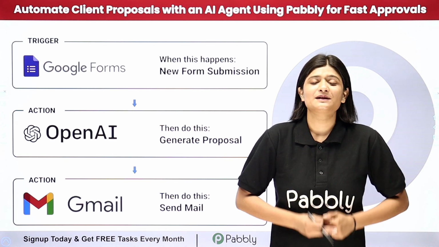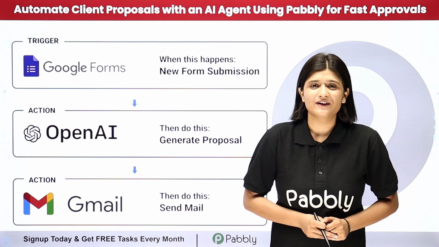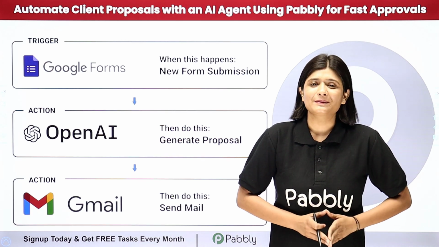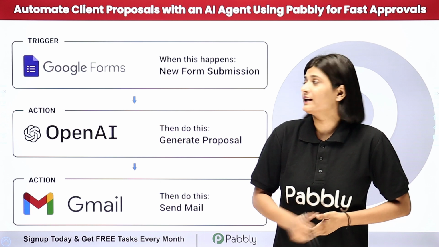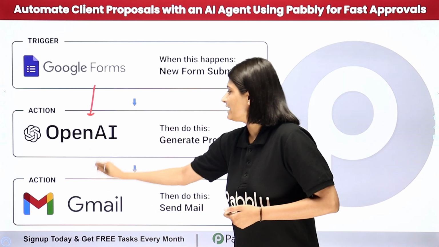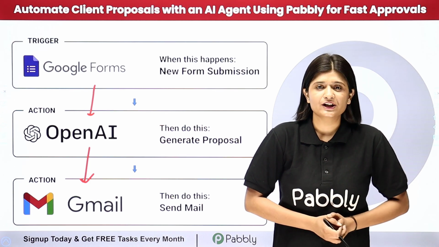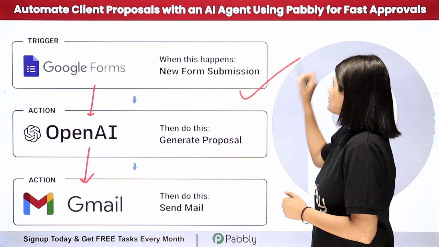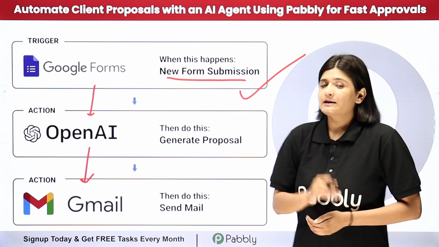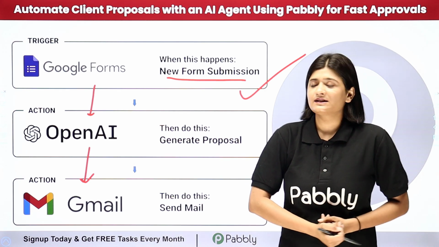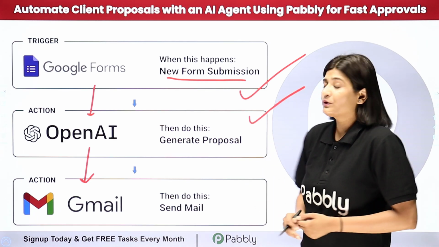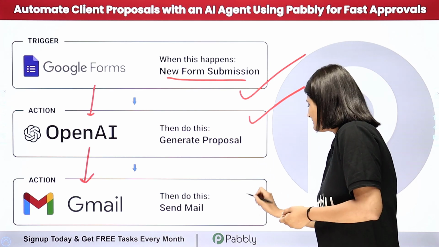So Pabbly Connect is an amazing automation and integration software which requires no coding or programming skills. Here I just need to build a connection between Google Forms, OpenAI and Gmail. With the help of Pabbly Connect, I am going to build this connection in such a way that whenever I receive a new form submission, the proposal will be automatically generated with the help of OpenAI, and I am going to send this with the help of Gmail.